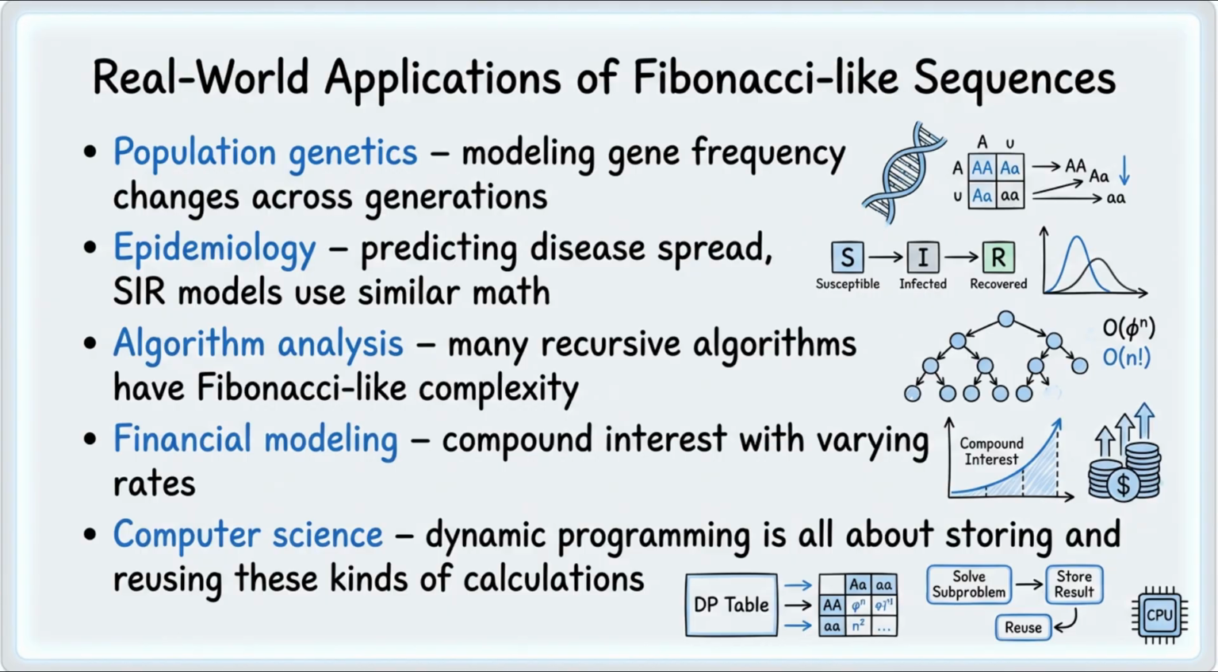You might be thinking, cool math problem, but so what? Well, this exact type of recurrence relation appears in: 1. Population genetics, modeling gene frequency changes across generations. 2. Epidemiology, predicting disease spread. SIR models use similar math. 3. Algorithm analysis. Many recursive algorithms have Fibonacci-like complexity. 4. Financial modeling, compound interest with varying rates. 5. Computer science. Dynamic programming is all about storing and reusing these kinds of calculations.